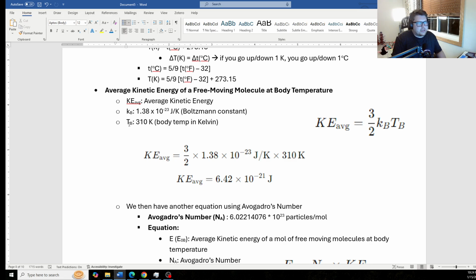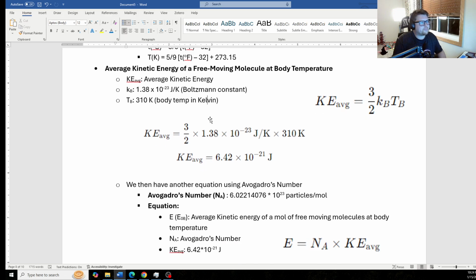Tb is the body temperature in Kelvin. Our body temperature is about 310 Kelvin. Technically, with Kelvin, you don't say degrees. So forgive me that little mistake. You plug all these numbers in, and it spits out 6.42 times 10 to the negative 21st joules of energy. So a single free-moving molecule at the temperature of the body has this much energy. Very, very small.